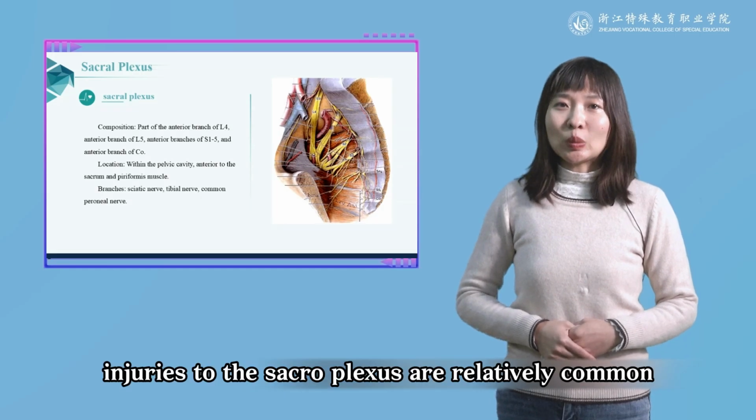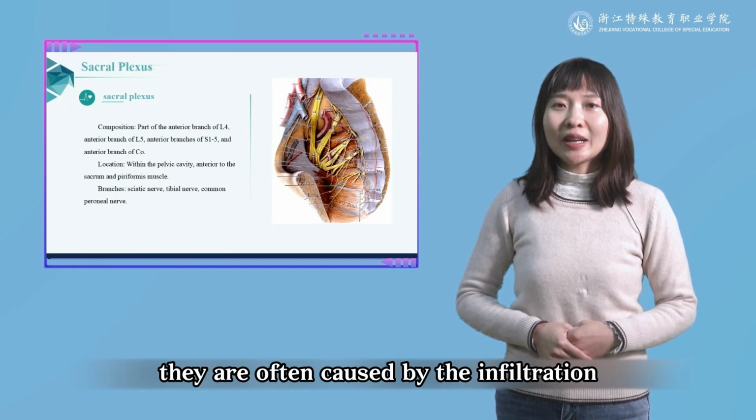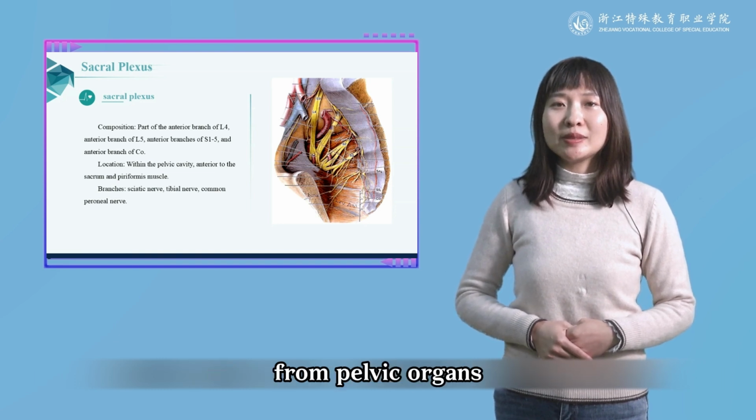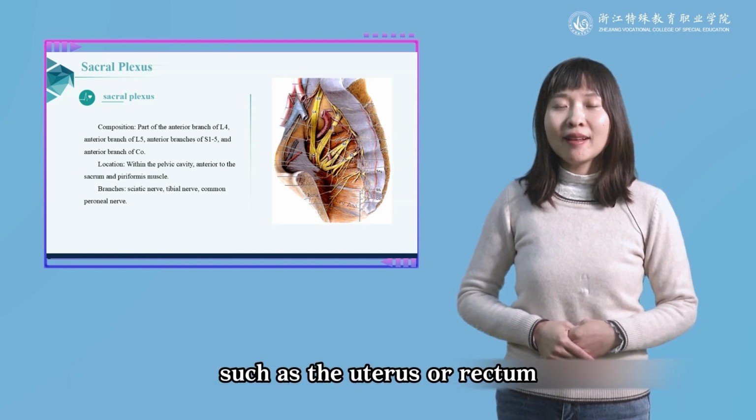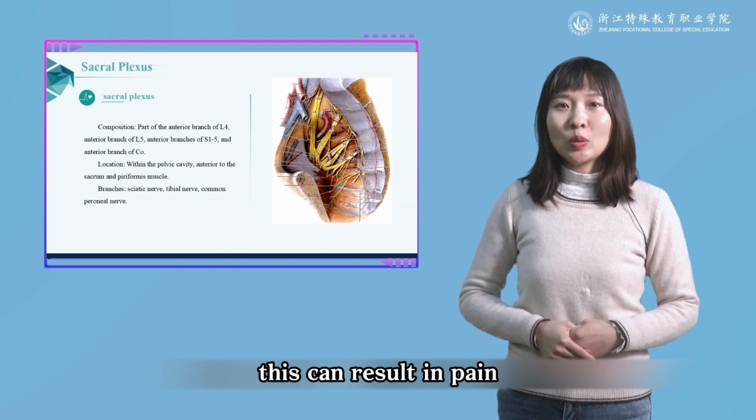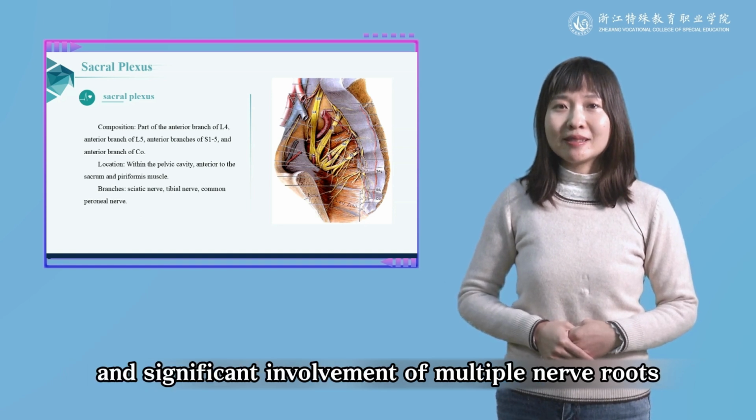Injuries to the sacral plexus are relatively common. They are often caused by the infiltration or spread of malignant tumors from pelvic organs, such as the uterus or rectum. This can result in pain and significant involvement of multiple nerve roots.